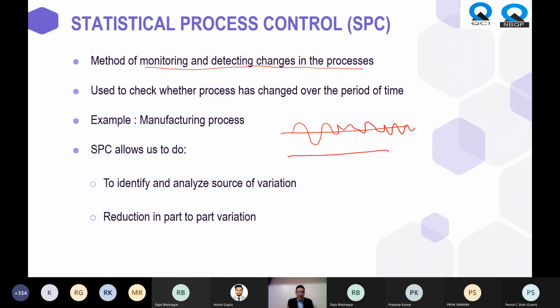So what this SPC is doing is helping us identify and analyze the source of variation. We will see how it captures the source of variation and reduces part to part variation. If you remember, initially I showed you one diagram where it was split into two: the right side was toward MSA and the left was toward SPC, which was short term variation, long term variation, and part to part variation. So this we are capturing now, part to part variation.